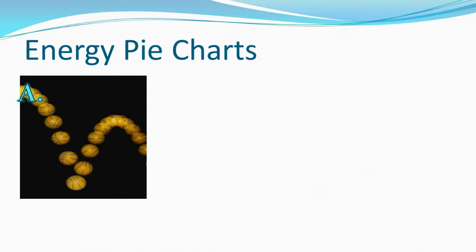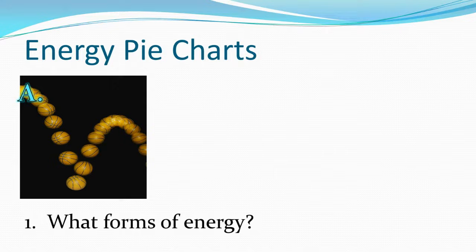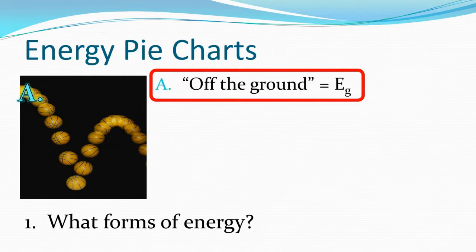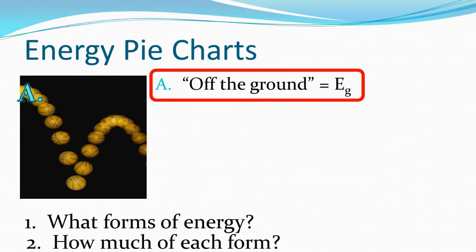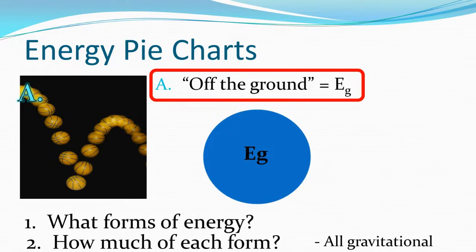This is a two-step process for considering how to create the pie charts. Ask yourself, what forms of energy are present? Well, let's observe. We're holding the ball, about to let it go. It's off the ground, so it has gravitational potential energy. That's the only form. Now we need to ask ourselves, how much of each form? Well, there's only one form, so the entire pie chart has to be gravitational. It's all gravitational. 100% of point A represents gravitational energy.